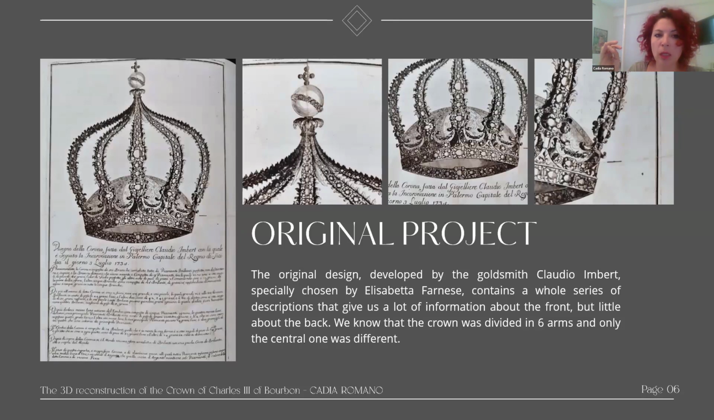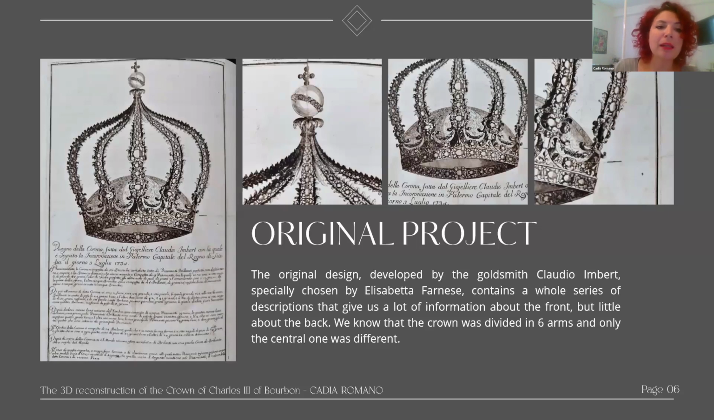We know that the crown was divided in 6 arms, and then we have 4 ribbons in the front and 8 ribbons in the back. On the top of the crown we have a globe, that means the earth, and on the top of the globe we have a cross made with different sides and cuts of diamond, but we don't know how the back was. We can try to understand by reading all the information of this document.